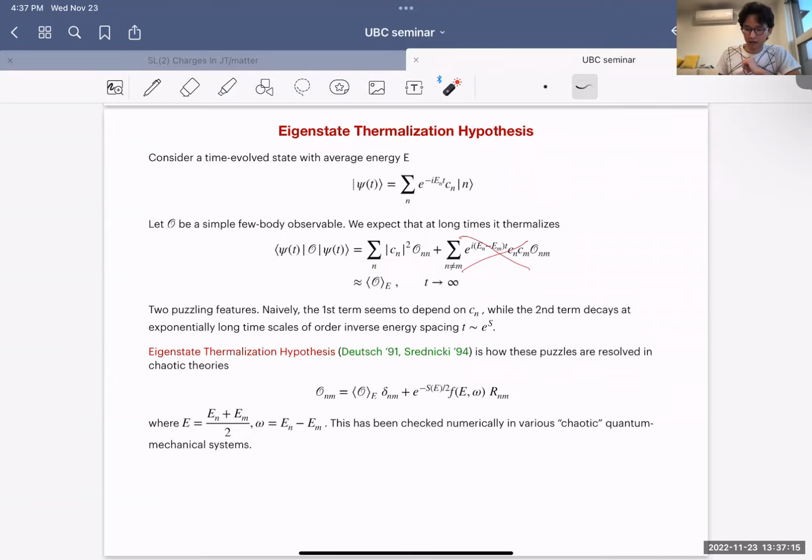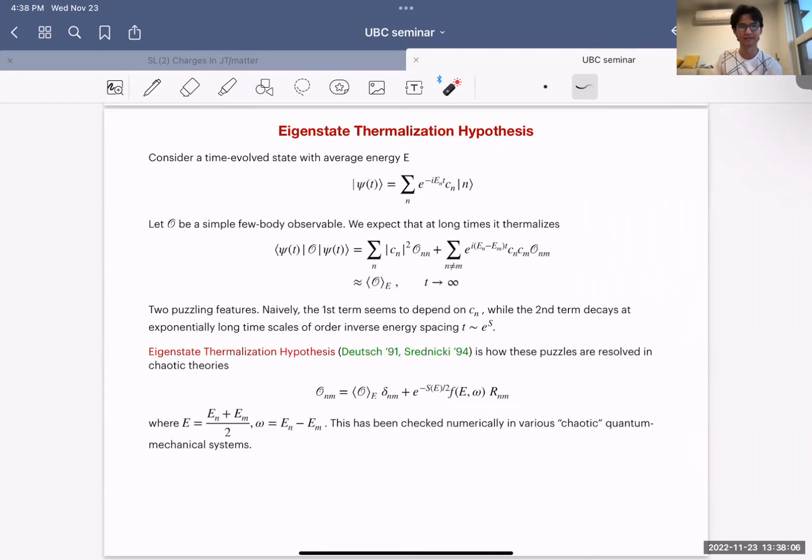However, there seem to be two puzzling features about this process. So the first puzzling feature is that naively, this first term seems to depend very much on the initial state through these coefficients Cn. So how come? We know that the microcanonical answer is universal. And the second puzzling feature is that this second term is small because of oscillations, but then naively you might expect that really this term decays only on time scales of order the inverse energy spacing, which is of course not true in real life, where thermalization time is much smaller than that.